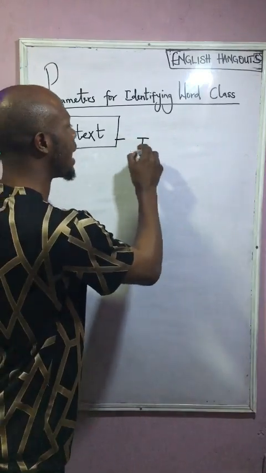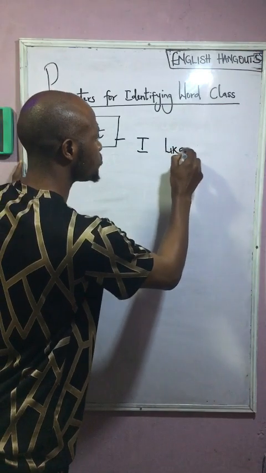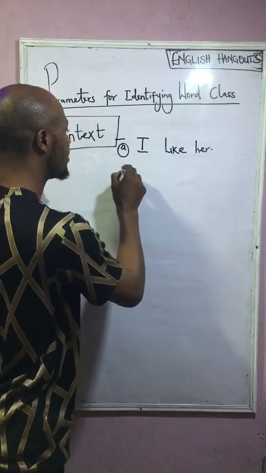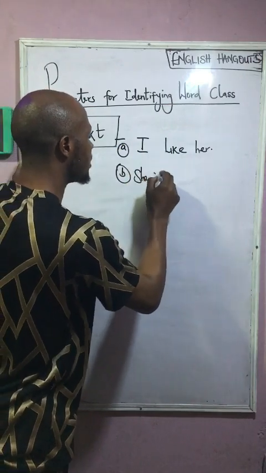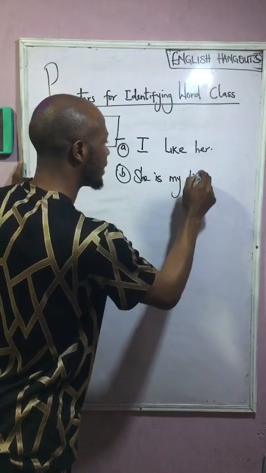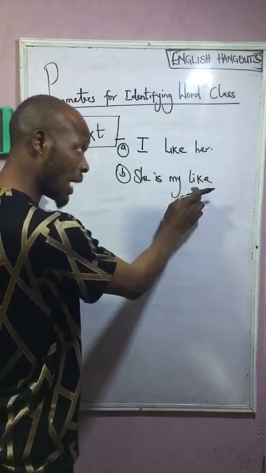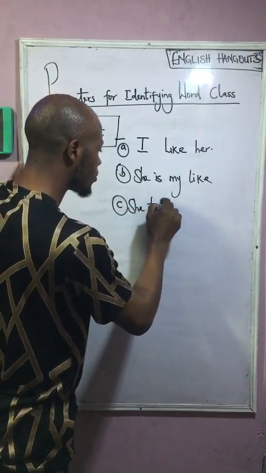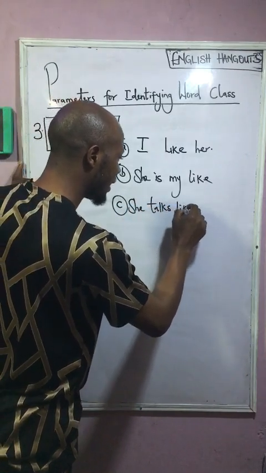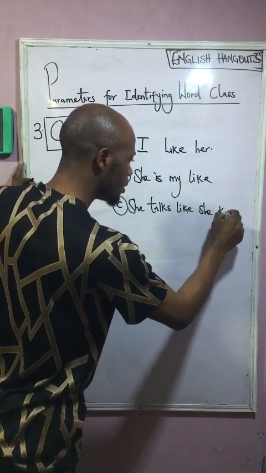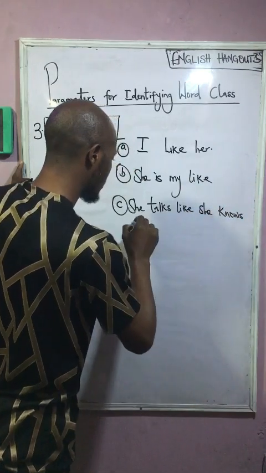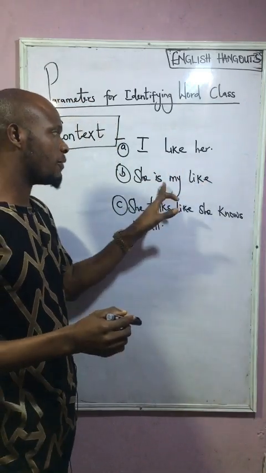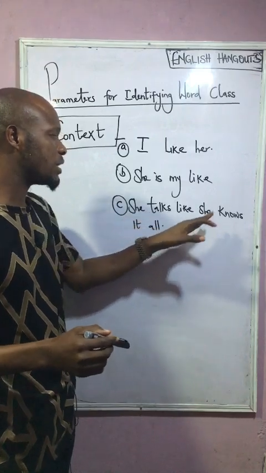If you look at this word, like, you can have: A, I like her. B, she is my like. The same like here is the same like we have here. The third one, she talks like she knows it all. Here we have like. We have like here also. She talks like she knows it all.